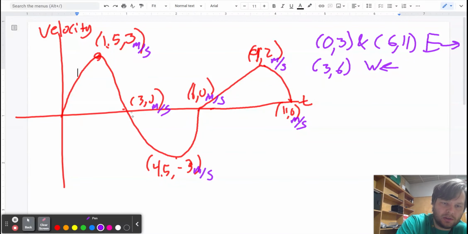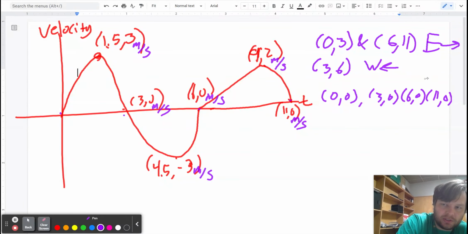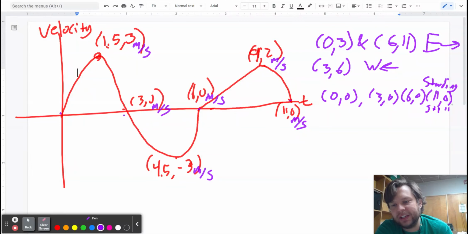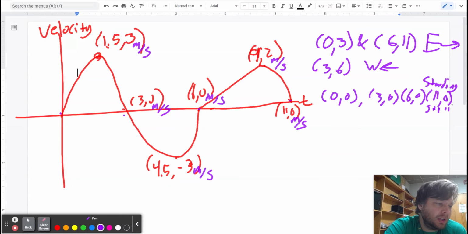Because from 3 to 6 is when the graph is negative, and a negative direction just means the opposite of the positive direction. Standing still happens at these zeros right here. So there's 4 spots where we are standing still. We're standing still at 0, 0; 3, 0; 6, 0; and 11, 0. Now, those are telling you the times that you're standing still. It's not saying you're at the same position. It's just saying that at those points, your velocity is 0. So you're standing still.